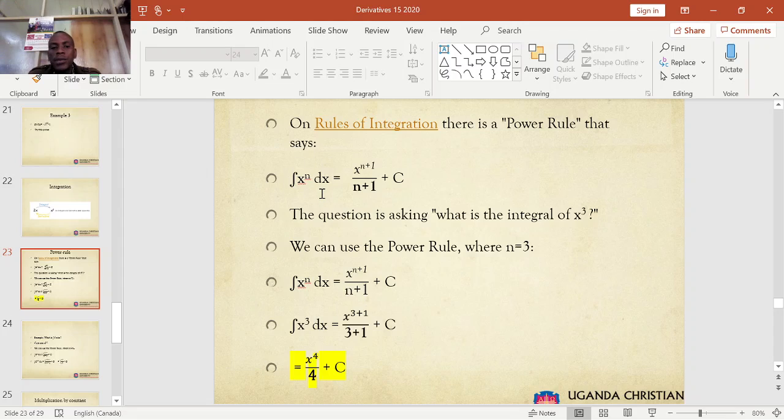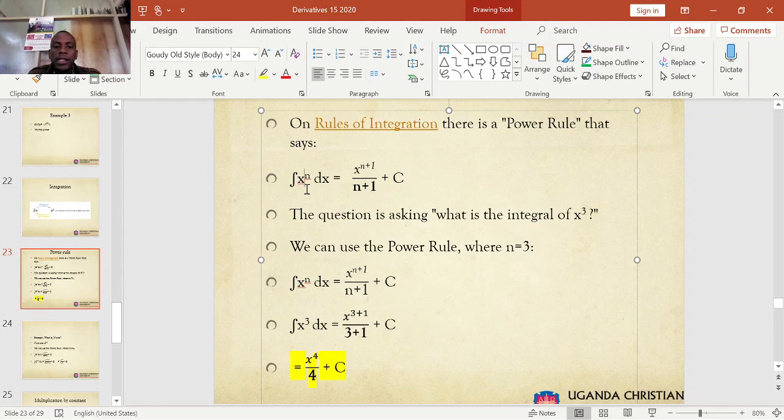If we are integrating this, the rule is you add 1 to the power and you divide by the new power, plus the constant. And this c, you always have to add that c, that constant. Recall when we are differentiating, every constant becomes 0, meaning we can't trace that constant.